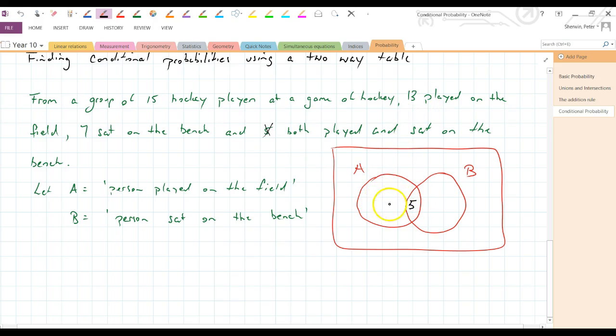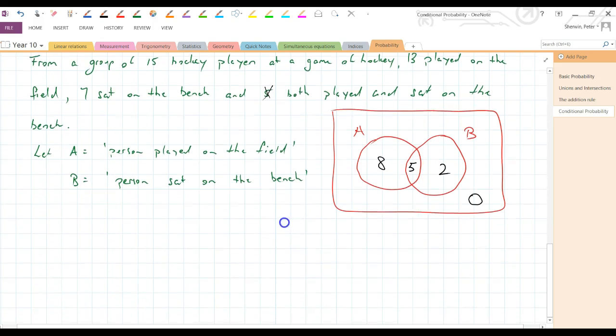Now once I've got that, I've got 13 played on the field. That's A. So I've got to put a number here so that this number and this number add up to 13. Okay, if I put 13 there, then that's 18. That's not what I want. So I've got to work from the inside out. 5 plus 8, 13. 5 plus 2 is 7. B represents person sat on the bench. So 2 goes in there, 8 there. We've got none out here. 8, 13, 15. We've got no players that do neither.